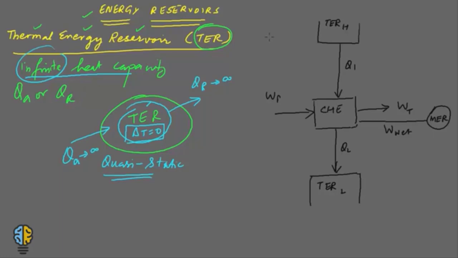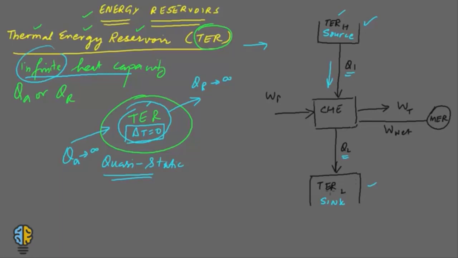Alright, now let's pay attention to this diagram. In this figure we have two TERs. This is the first TER and this is the second TER. From this TER we have heat absorption, that is, heat Q1 is transferred to the system through this TER. The TER from which heat is absorbed is called the source, and the other TER to which heat is being rejected is called the sink. So this is the second TER L.